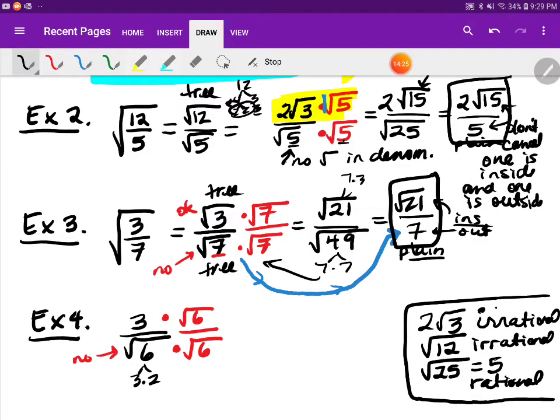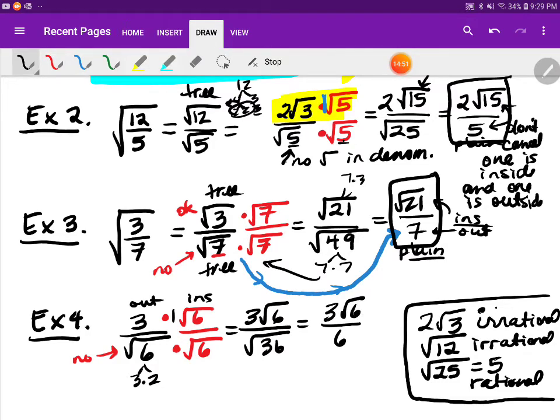I'm allowed to do that because that's a 1. So this is 3 radical 6. This is an outside. This is an inside. So you can't really do anything. So maybe you could put a 1 here if you wanted. 3 times 1. And then this is radical 36. Radical 36 is a plain number. It's rational. So the square root of 36 is 6. So now the denominator is rational.